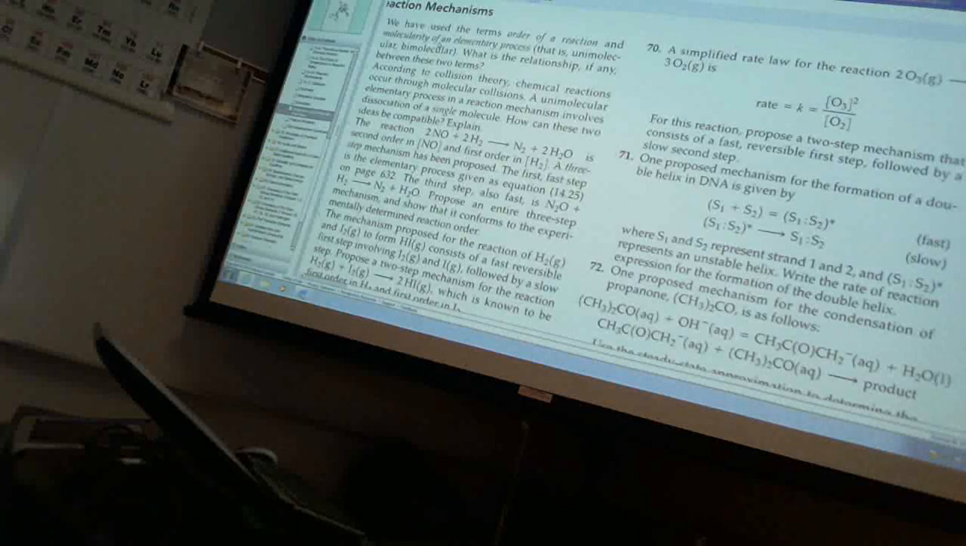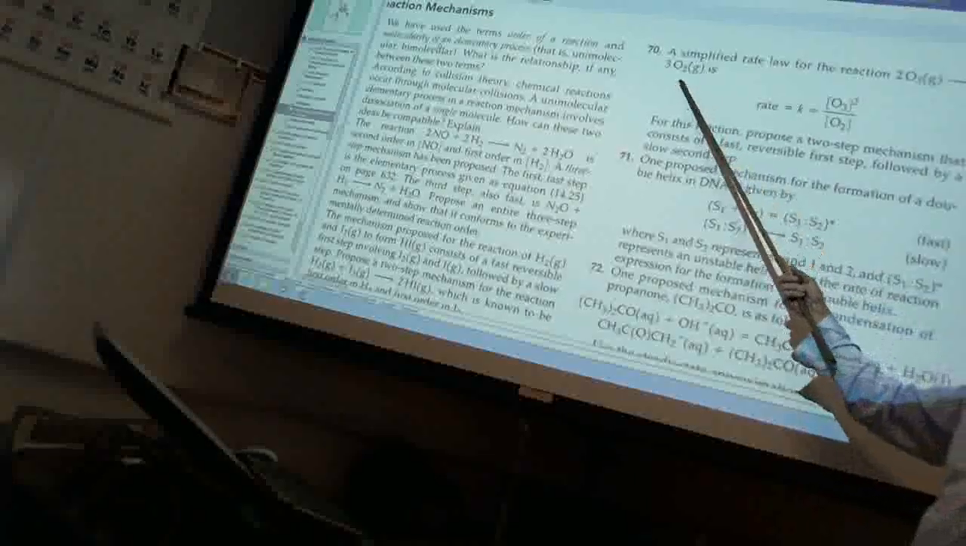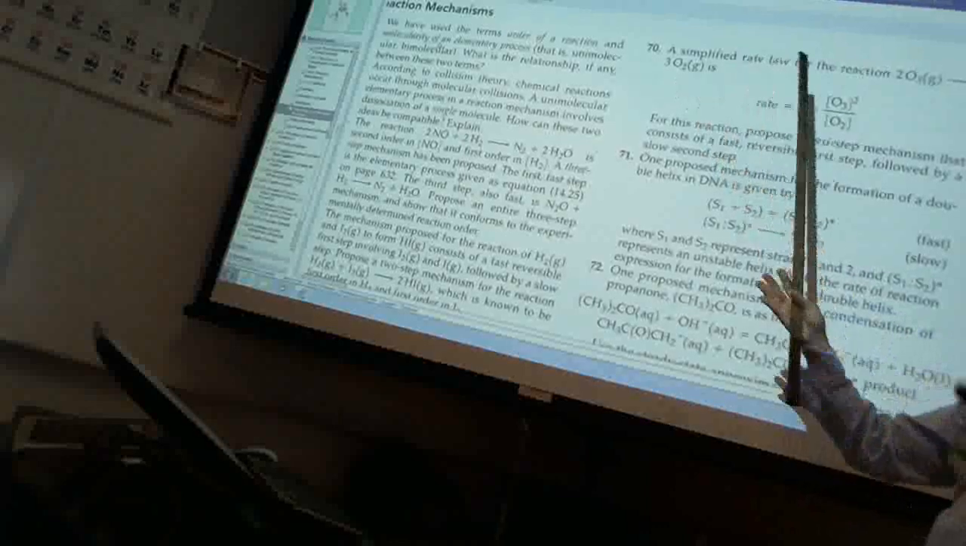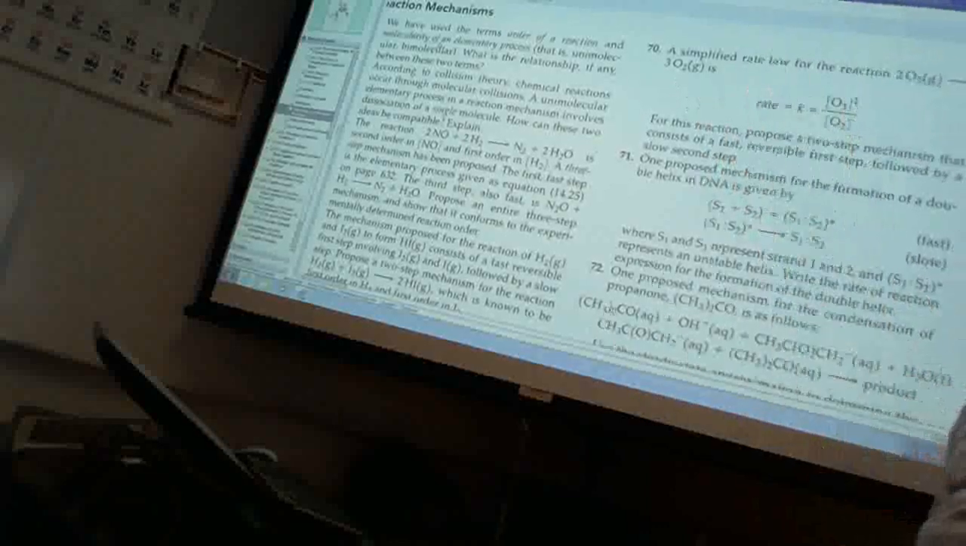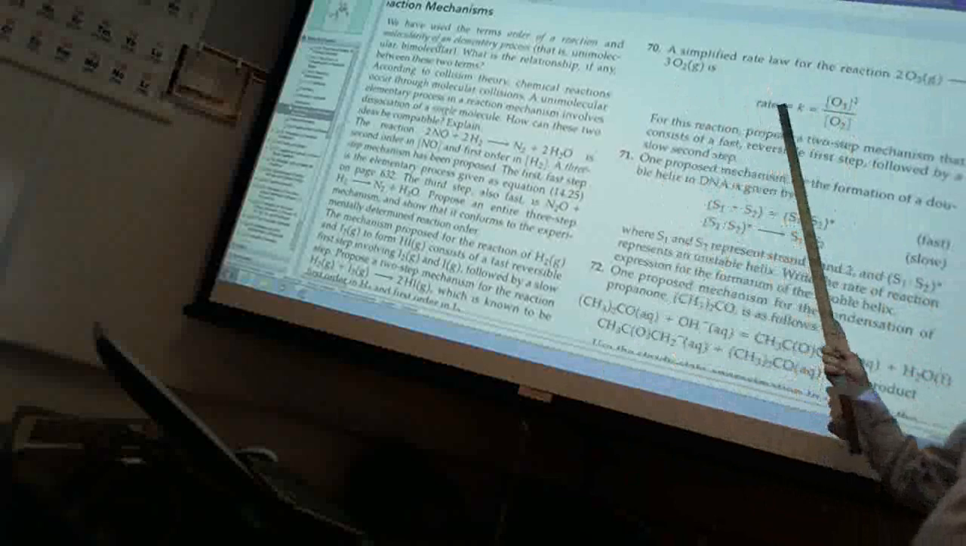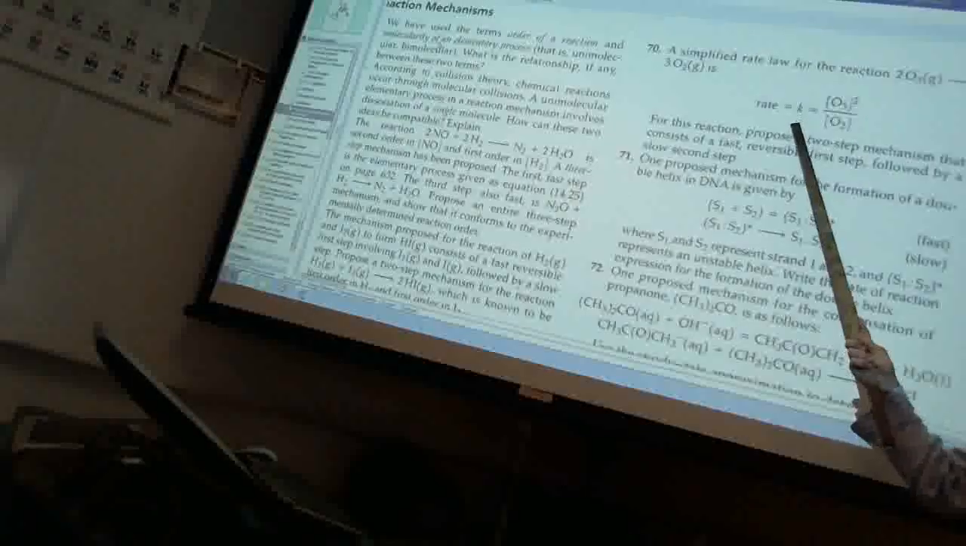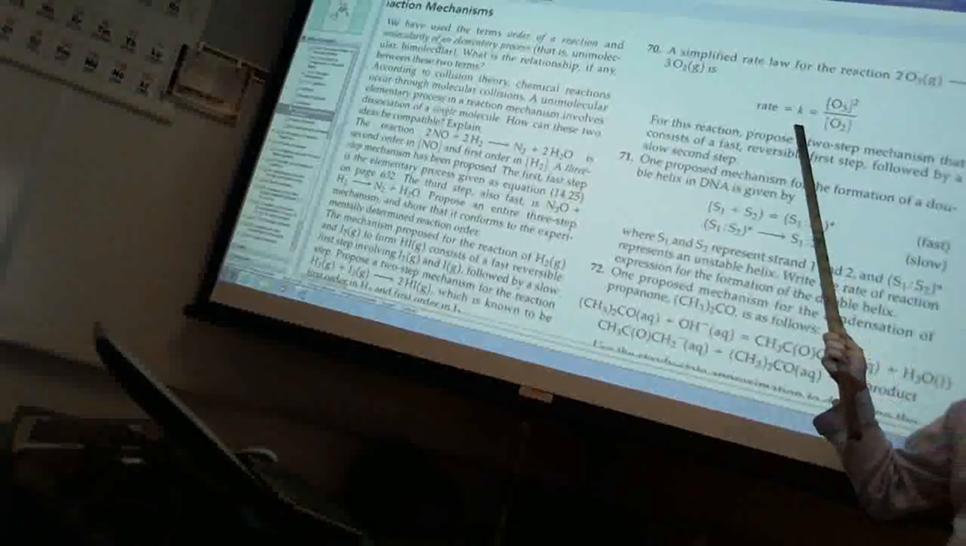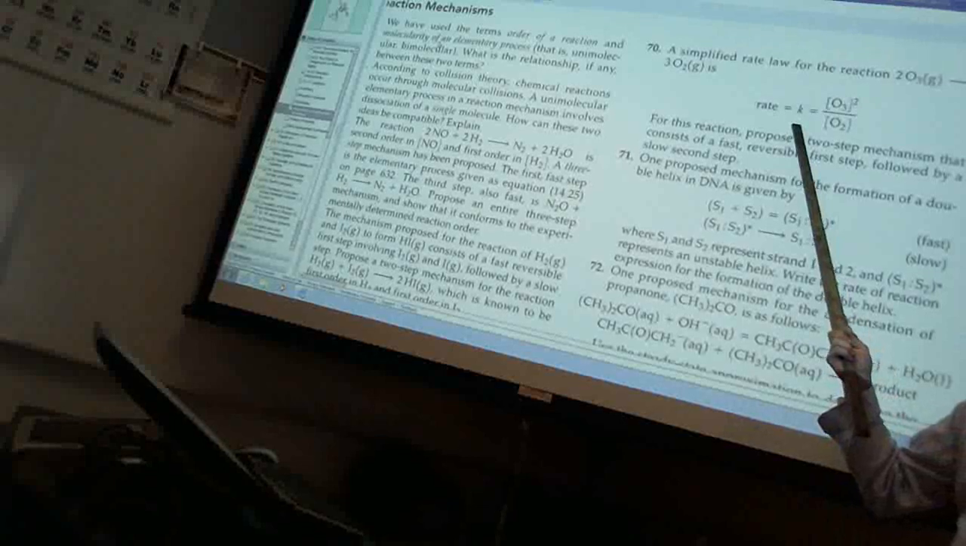And so here, this could have been an elementary step. 2 ozones collide, forms 3 O2s. That could have happened, right? Boom, it breaks up. But when we look at the experimental rate law, could it be an elementary, one simple step? No. It must be more complicated.